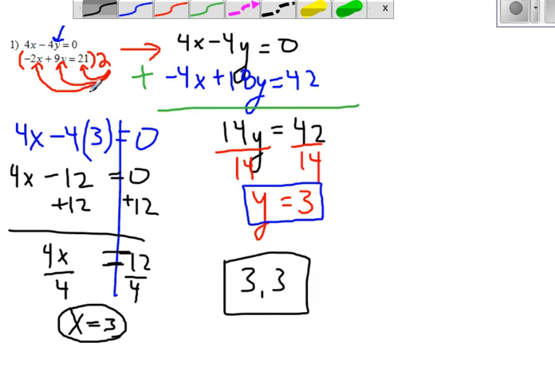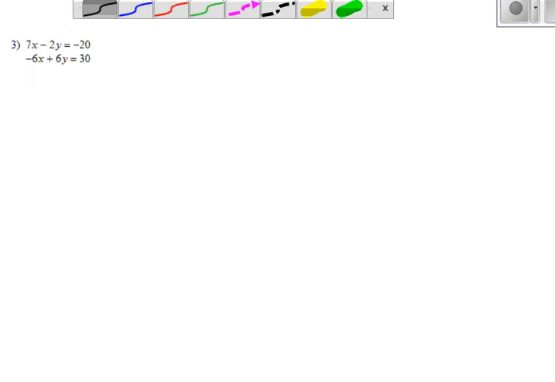There's my answer. Let's try another one just to make sure we know what we're doing here. We get to the next slide and we take a look. What do we see? None of the x's match, none of the y's match. Negative 20 and positive 30. What can we do? I have to eliminate one variable, so you have to ask yourself, which two numbers would I rather work with? A 7 and a 6 or a 2 and a 6? Well, it's got to be this y term.